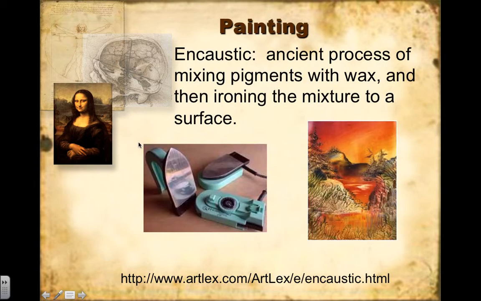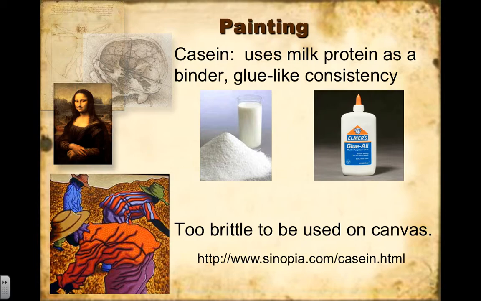Then we have encaustic, which is an ancient process of mixing pigment with wax and then ironing the mixture to the surface. And then our last one uses milk protein as a binder, and it's a glue-like consistency. This is also a little brittle to use on canvas.